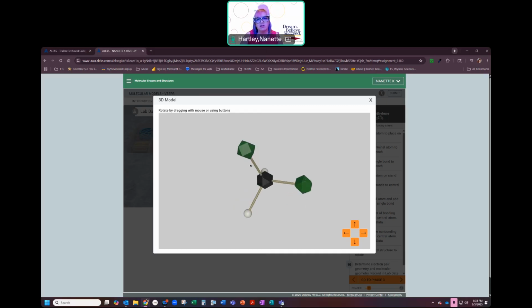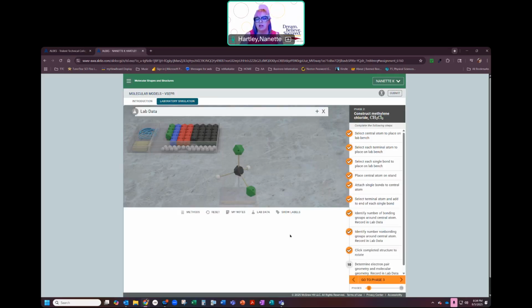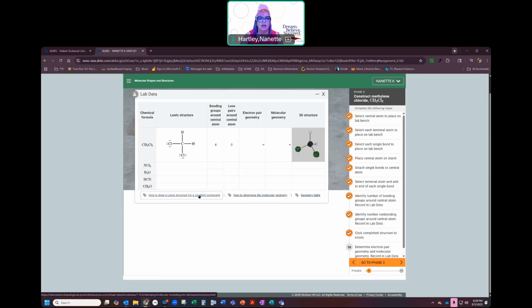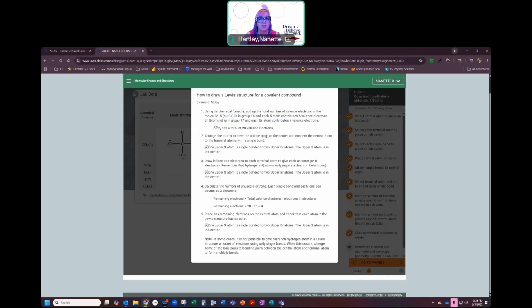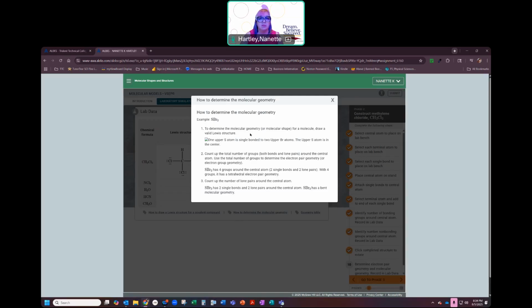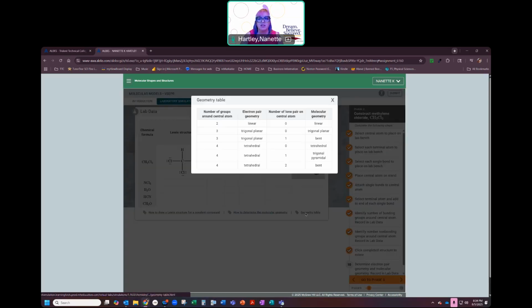But it's important that you understand what it looks like so that you can try and understand why they have the names that they have. It's easier if you can remember them for a reason. Now you can close this and you have to determine the geometry. So you need to come into the lab data and how to draw a Lewis structure. This is the instructions on how to draw it. This is how you determine it. And this is the geometry table.